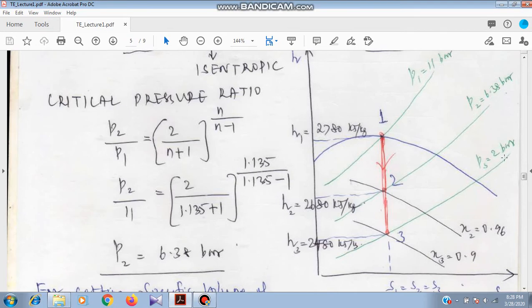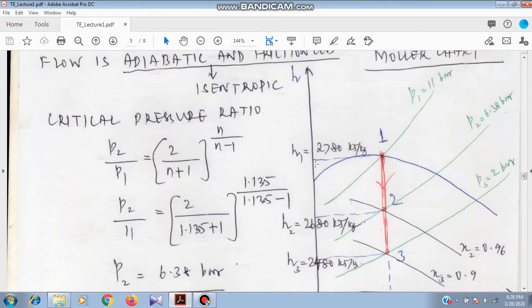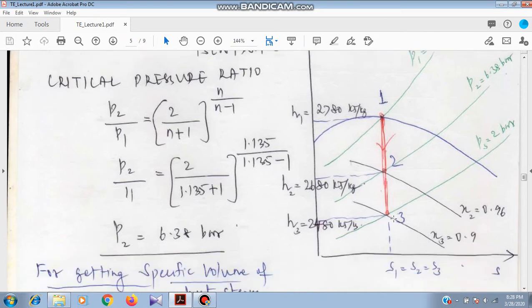The throat pressure P2 and the exit pressure P3 are 6.38 bar and 2 bar respectively. So you consider these two pressure curves in your Mollier chart, and the flow is isentropic. Just draw a vertical line from 1; the meeting point with the 6.38 bar pressure curve is 2, and the meeting point with the 2 bar pressure curve is 3.